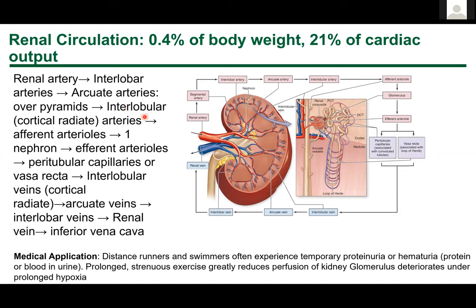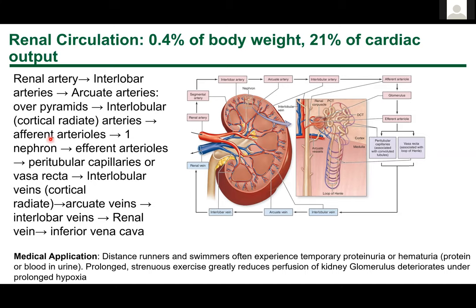Now, I know that's confusing because interlobular looks a lot like interlobar. Lobules in the kidney are features of the cortex. A lobule is a group of nephrons, which is what this is, that are supplied by the same interlobular artery. So that's why they have that name.